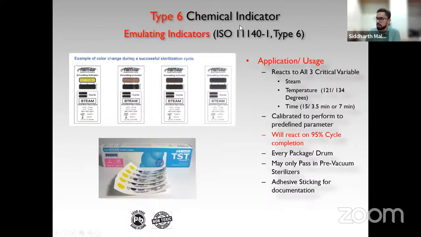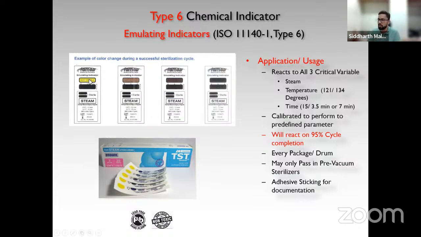A type 6 indicator is also similar to a type 5 that also reacts to all three critical variables, that means steam, temperature, and time. What happens is that there are several types of class 6 indicators available. For example, one is for 3.5 minutes, the other one will be for 7 minutes, there is one which is available for 15 minutes. So each and every class 6 indicator is calibrated to perform a predefined parameter. If the parameter in your machine which has been set is 121 degrees, for 15 minutes, you will have an indicator of type 6 correlated to that, that you can use again inside your drums, inside your trays.